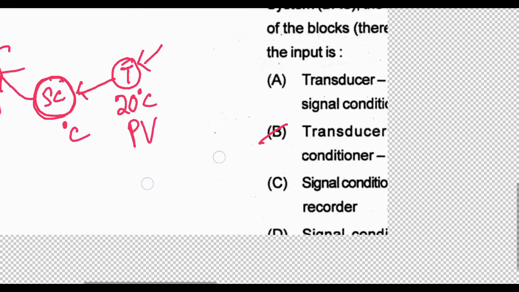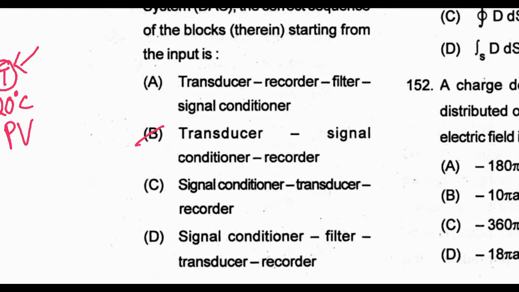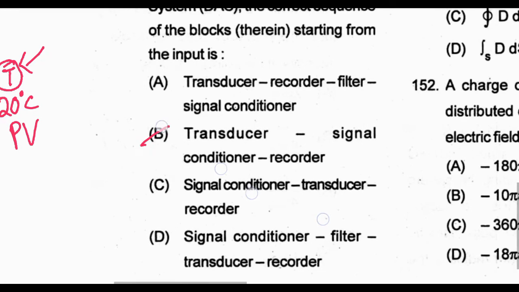So what is the actual process? First transducer, then signal conditioner, and then recorder. I have used the feedback path here, but even if there is no feedback path and you are only measuring things, this path is followed.